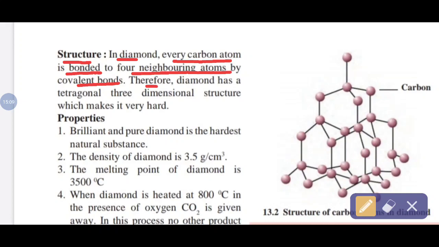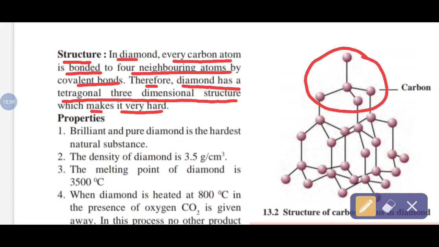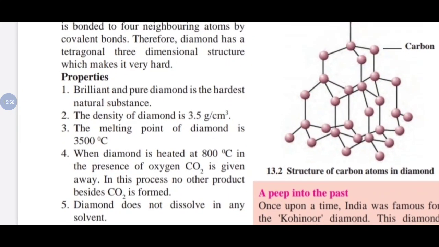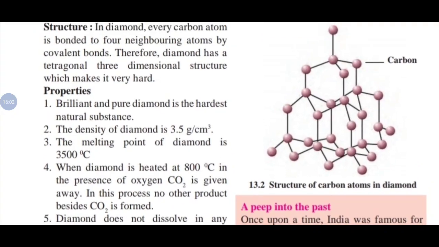Therefore, diamond has a tetragonal three-dimensional structure, which makes it very hard. What is the structure of a diamond? What type of structure is present in diamond? The answer is, diamond has a tetragonal three-dimensional structure, which makes it very hard. Observe here, one carbon atom is bonded with 4 neighboring atoms by covalent bonds, meaning sharing of electrons takes place between these carbon atoms, forming the tetragonal three-dimensional structure. Are you all getting it? Next one. That is a 1 mark question asked about the structure of diamond.